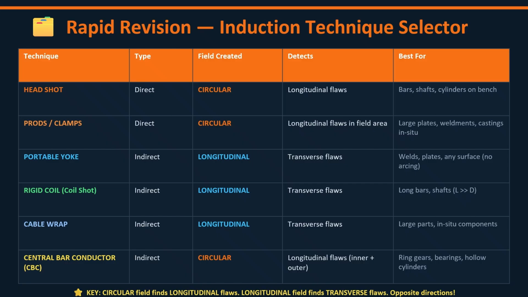A central bar conductor is an indirect arrangement that produces a circular field in the surrounding ferromagnetic component. This makes it particularly useful for ring gears, bearings, and hollow cylinders, including inspection of inner and outer surfaces where the configuration permits. The memory rule is straightforward: circular field finds longitudinal flaws, longitudinal field finds transverse flaws. Then choose the equipment that can safely and effectively create the required field.